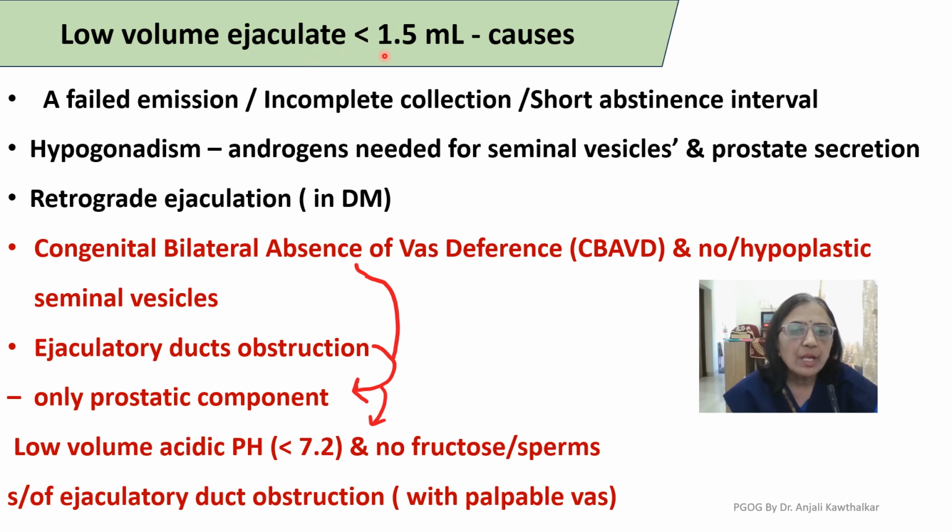Now, if there is a low volume ejaculate, by 2010 criteria it is less than 1.5 ml. What are the possible causes? It can be a failed emission, incomplete collection, or short abstinence interval. So we need to repeat the semen analysis and see whether it is repeatedly coming as low volume ejaculate. Then pathological causes can be hypogonadism, because androgens are needed for seminal vesicle as well as prostate secretion. So anytime testosterone is low, it will lead to low volume ejaculate. In retrograde ejaculation also there will be low volume ejaculate, as the main component of the semen will be entering the bladder.